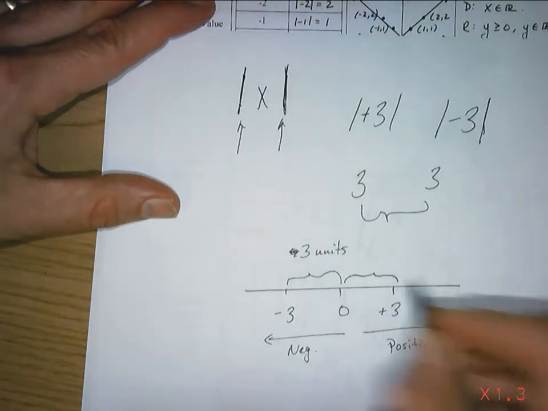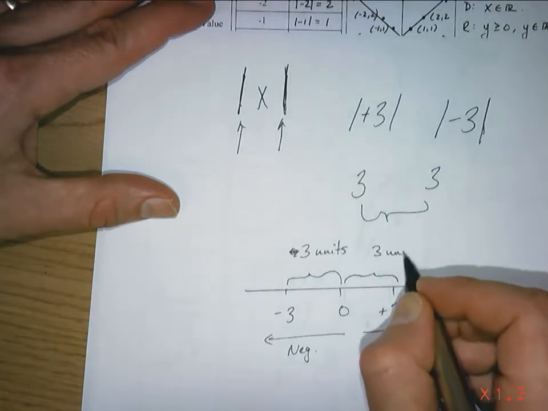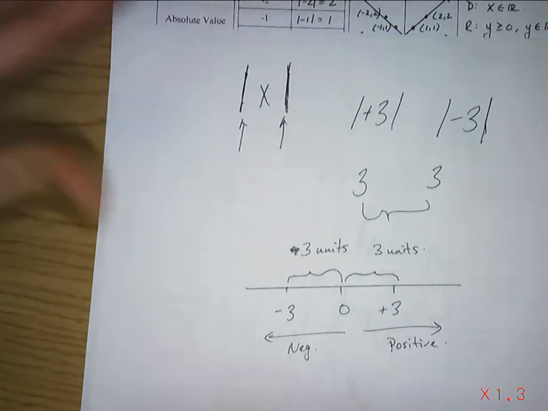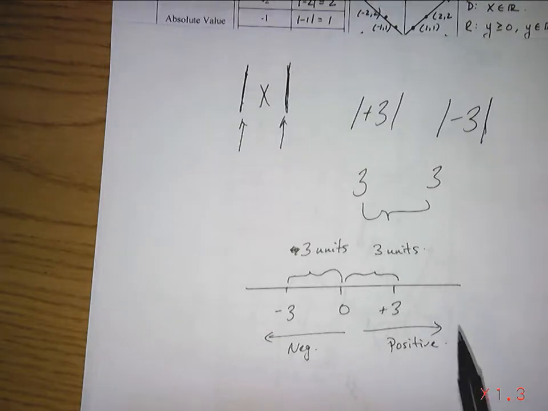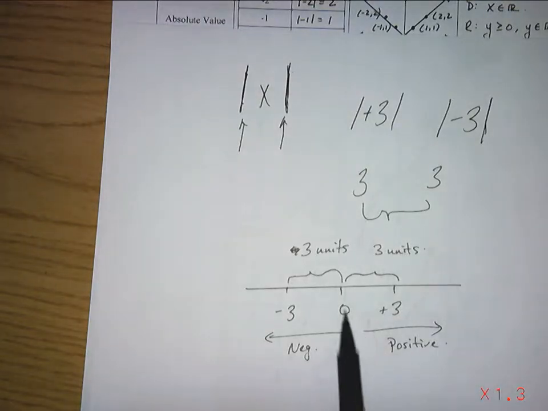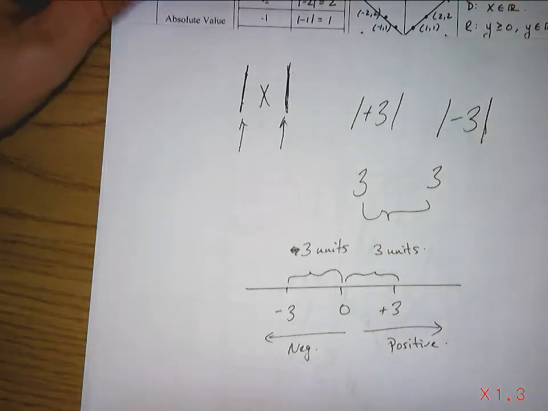And the distance from here to here is also 3 units. So the absolute value from 0 to positive 3 is 3 units. And the absolute value, or the distance from 0 and negative 3, is also 3 units. So there you go. That's how the absolute value works.